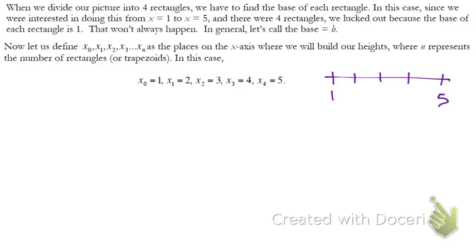1, 2, 3, 4, 5. And notice that I've broken it up into 4 different bases. So from 1 to 2, from 2 to 3, from 3 to 4, and from 4 to 5. Those are 4 different bases. And we call them x sub 0, x sub 1, x sub 2, x sub 3, and x sub 4 to list out all these different numbers. And that will help us to decide which ones we use for which rectangles and which ones we don't use for which rectangles.